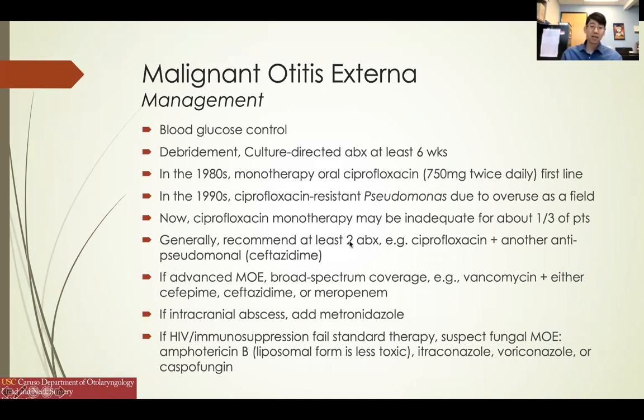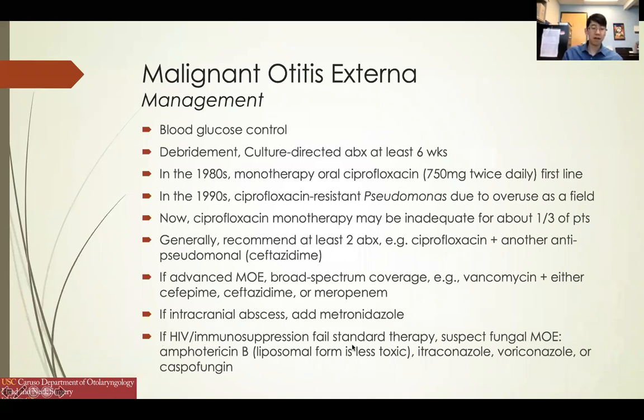And instead, it's recommended to do at least 2 different antibiotics with double coverage. So for example, Cipro plus another anti-pseudomonal like ceftazidime. If patients have advanced MOE, then you want to consider broad spectrum coverage with inclusion of vancomycin, and/or cefepime, ceftazidime, meropenem. If they have any intracranial abscess, you want to add Flagyl, metronidazole.